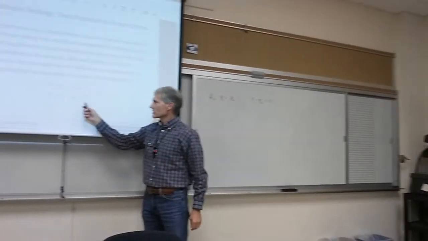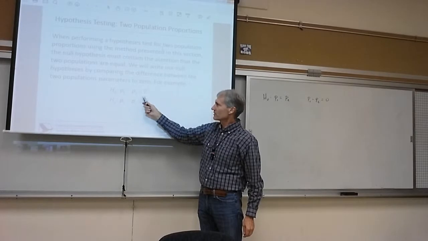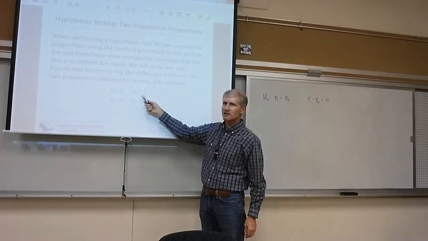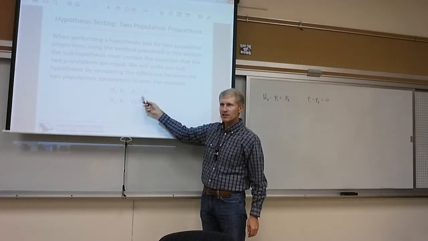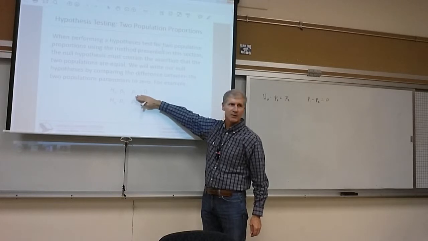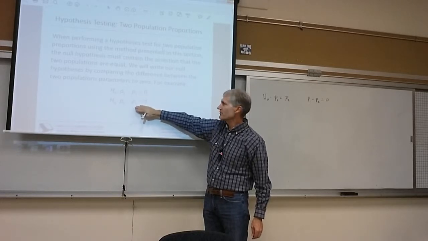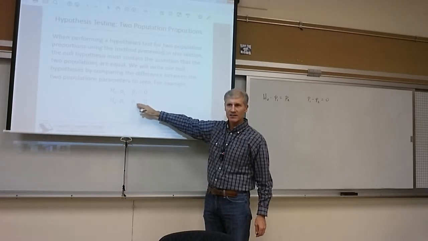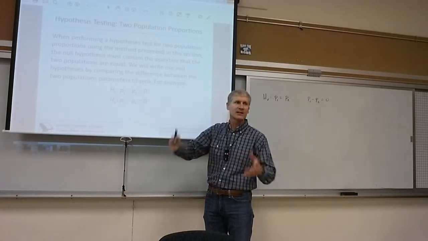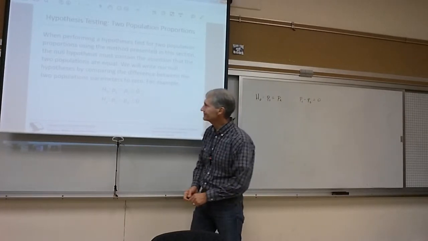Right. So just like before, the null is either an equal sign, a greater than or equal, or a less than or equal, but it always has an equal. The alternative never has an equal. It's either a less than, a greater than, or a not equal. Right?